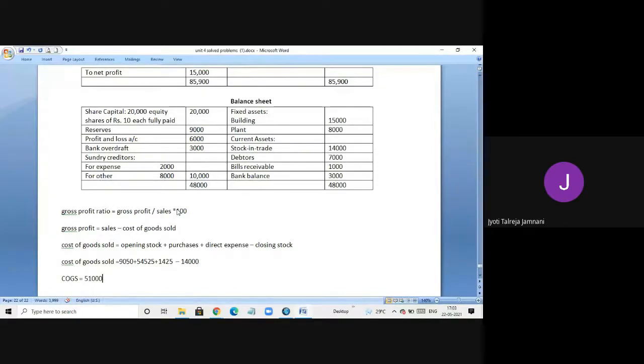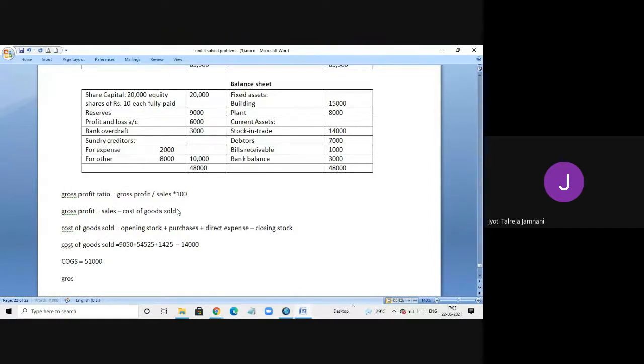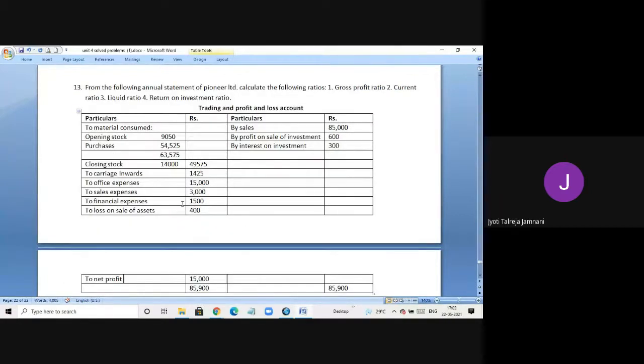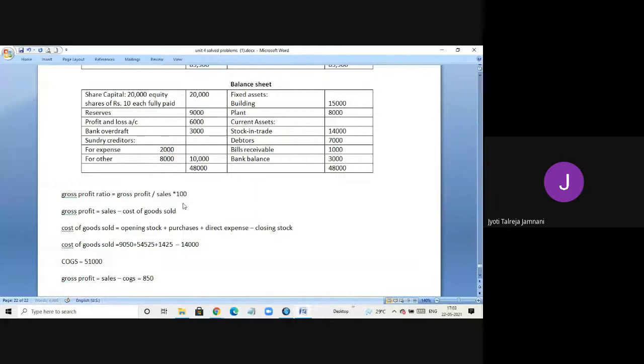So we can now find the gross profit. Gross profit is equal to sales minus cost of goods sold. Let's go up and see how much the sales is: 85,000. 85,000 minus cost of goods sold 51,000. So your gross profit will be 34,000.